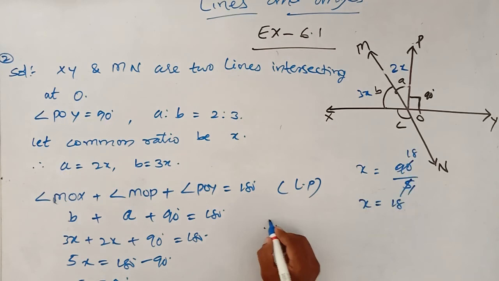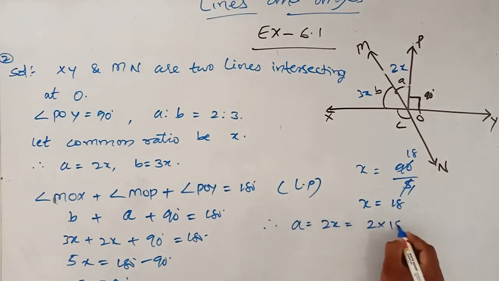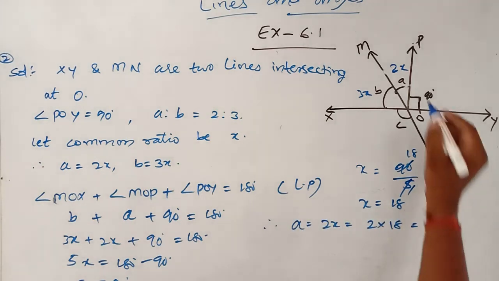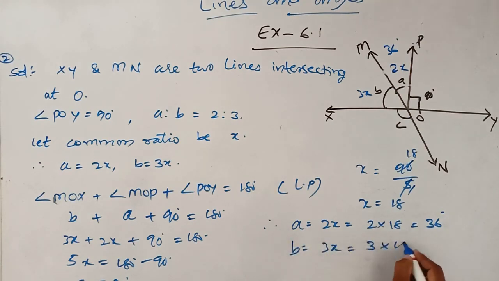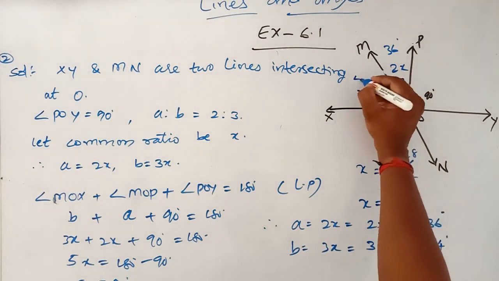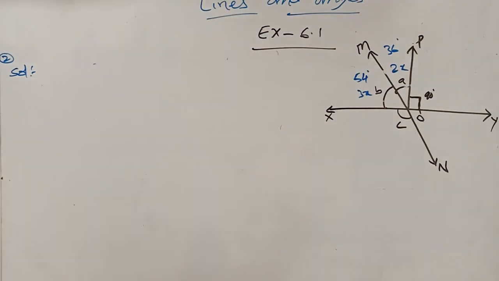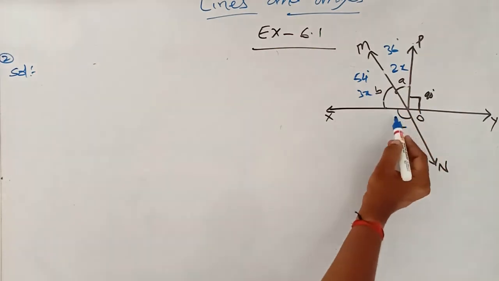Now I am going to calculate the value of A. A is equal to 2x, that's equal to 2 into 18 is 36 degrees. So this value is 36 degrees, and B is equal to 3x, 3 into 18, that's equal to 54 degrees. B value is 54 degrees. So here I have to find the value of C. I know the A value and B value, now I need to calculate the value of C.